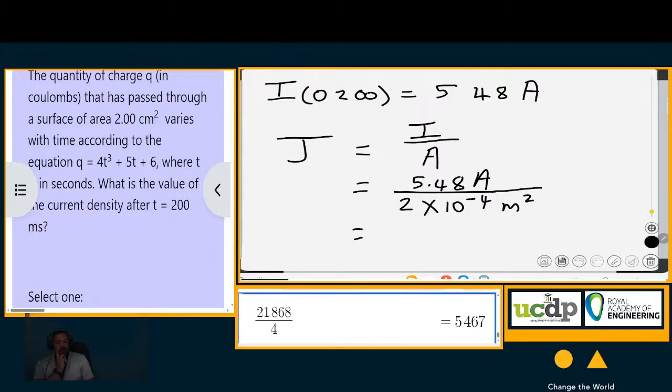5.48 divided by 2 times 10 to the negative 4. Normally I don't use the calculator here. There is one there because you can plug this in yourself. I've already worked it out, but if you want to see that I'm correct, 5.48 divided by 2 times 10 to the negative 4, that is 0.0002.